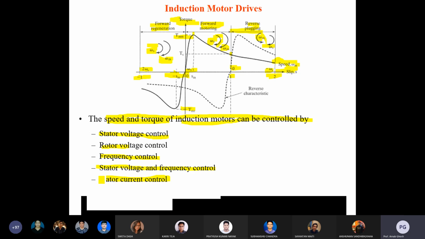Next is rotor voltage control, where we control the rotor voltage. Frequency control is also possible, the V/f control. Frequency control is only possible above the base speed, not below the base speed.